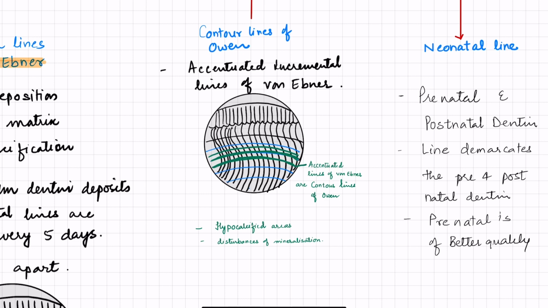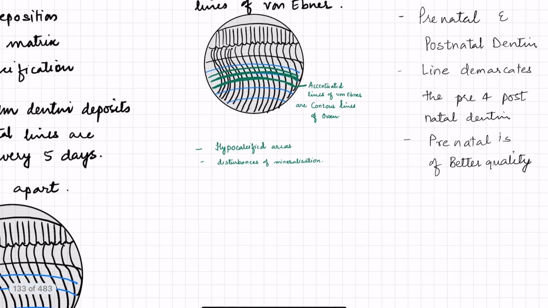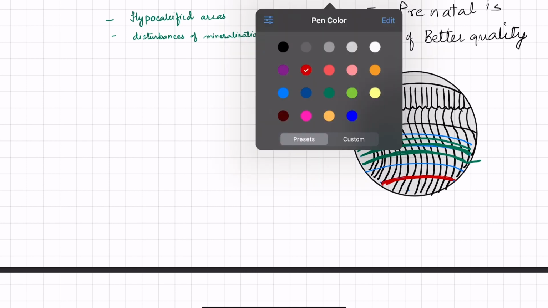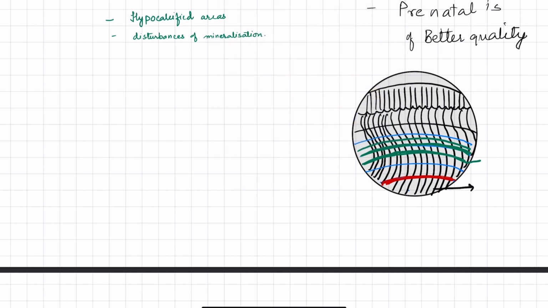Okay, now we'll draw the same diagram. In the same diagram I'll show you how these three lines are accommodated. Okay, so the blue lines represent the incremental lines, the green lines are the contour lines of Owen, and the red line, what I am showing here, is the neonatal line. The neonatal line which is demarcating the prenatal dentine and the postnatal dentine. So the dentine towards the pulp will be the postnatal dentine, and towards the enamel will be the prenatal dentine, because the dentine formation is from the pulpwards, right?